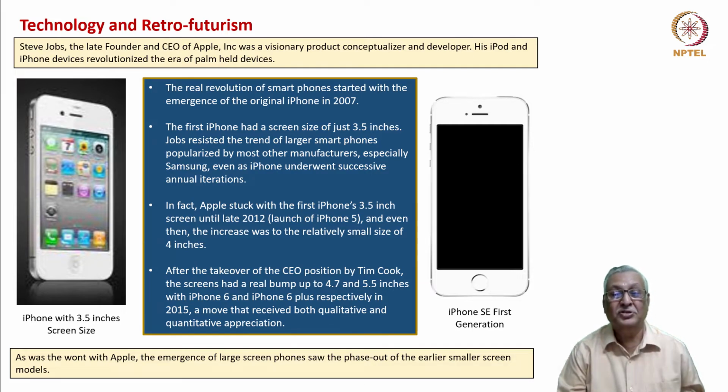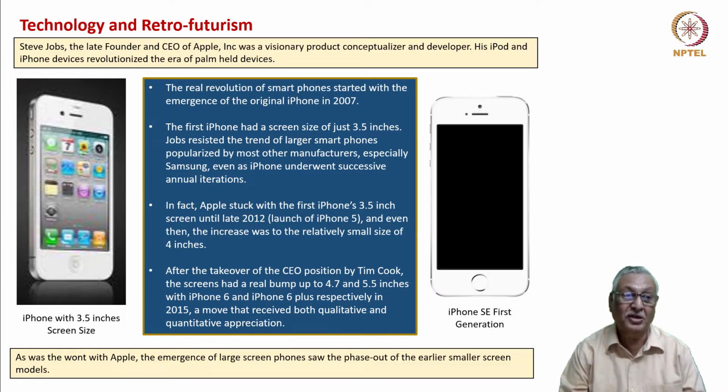Although other manufacturers popularized larger screen sizes, Steve Jobs resisted the temptation to go higher in terms of screen sizes. In fact, Apple stuck with the first iPhone's 3.5-inch screen until late 2012. That saw the launch of iPhone 5. And even then, the increase was only to the relatively small size of 4 inches. After the takeover of the CEO position by Tim Cook, the screens had a real bump up to 4.7 and 5.5 inches screen size with iPhone 6 and iPhone 6 Plus respectively. That happened in 2015. That move, however, received both qualitative and quantitative appreciation.